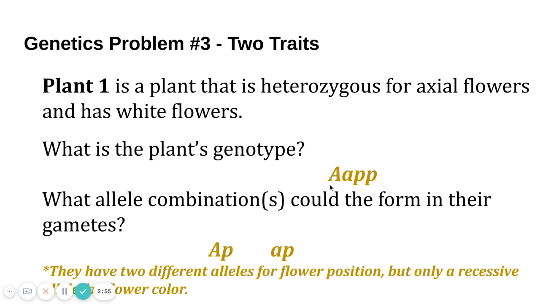That means they have to pass on an allele for each of these traits. They could pass on either a dominant or a recessive allele for flower position, but they can only pass on a recessive allele for flower color because that's the only gene they have in their genotype. When combining an A and a P together, that makes two possible unique combinations: the dominant A with a little p, or the recessive a with a little p.